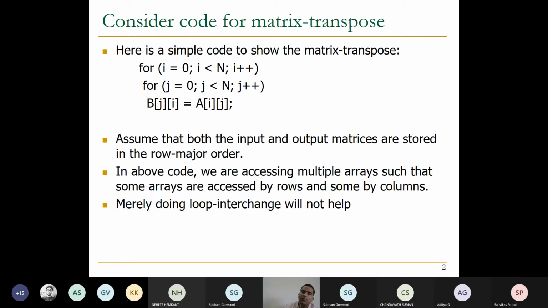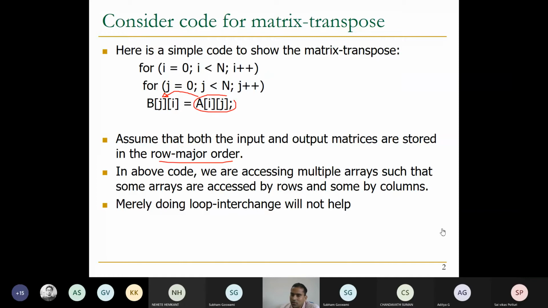So here is a simple code for the matrix transpose operation. Everybody knows what transpose is. We take Aij and store it in Bji. In Microsoft Excel, you can take a matrix, copy it somewhere else, and instead of pasting in the normal way, you can paste as a transpose. So that's also possible. Here, suppose both input and output matrices are stored in row major order.